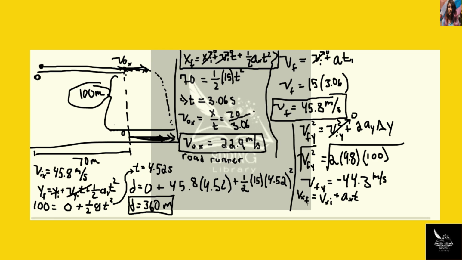All right, so we have 45.8 plus the 15 times the 4.52. When you do that, you will get 113.6 meters per second.